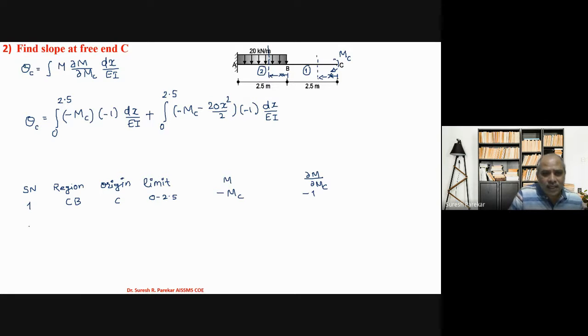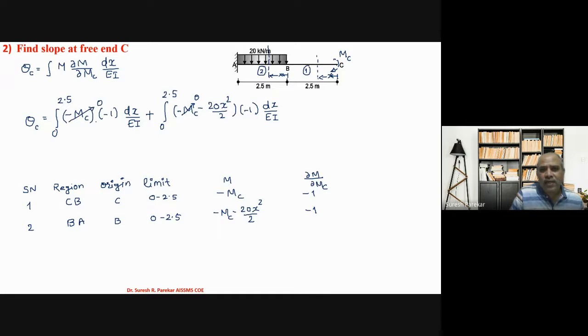Then we have the second region which will be BA, origin we have B, limit again 0 to 2.5, then we have minus MC minus 20x square by 2. This will be the moment. And then dM by dMC is minus 1. So the same we have considered here. MC is a dummy value, so it becomes 0.